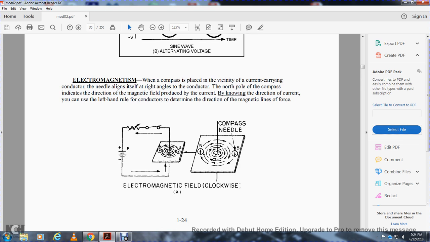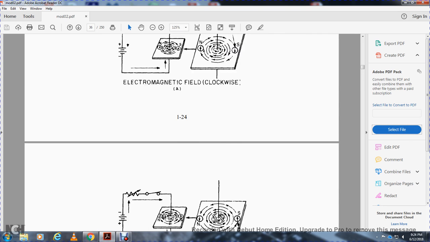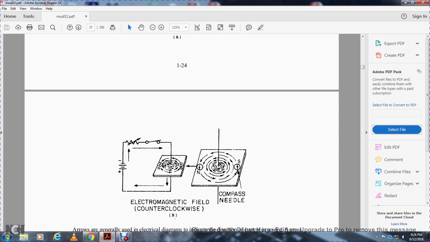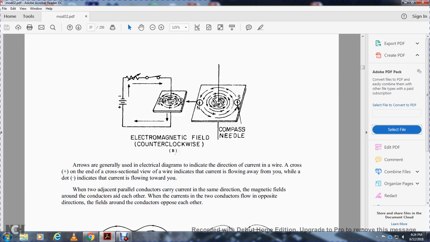The electromagnetic field is clockwise in the compass demonstration with the battery and the fixed resistor when current goes from the negative to the positive over the switch, and the north pole turns clockwise. Then it goes counterclockwise when the current goes from the negative through the fixed resistor and the switch, and the compass needle turns counterclockwise from south to north pole.